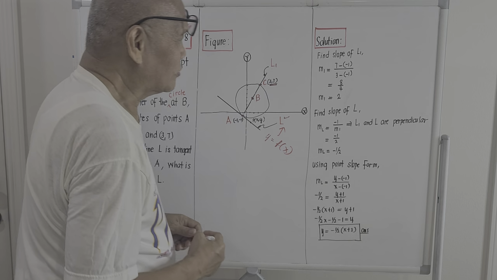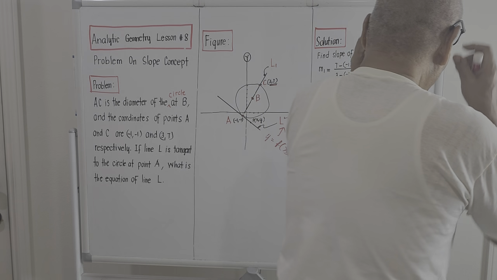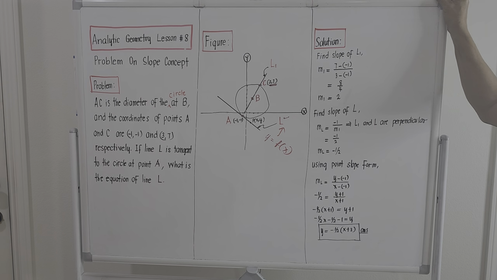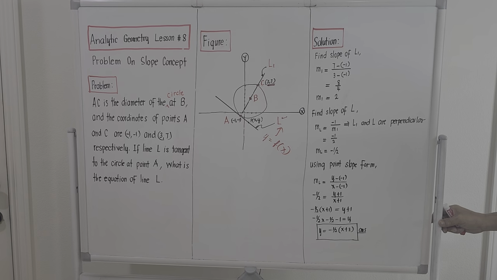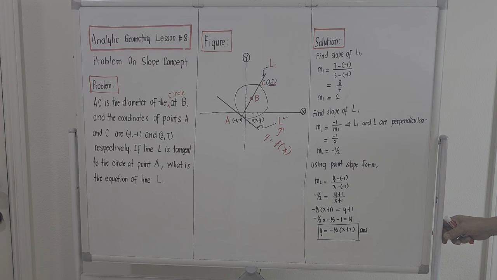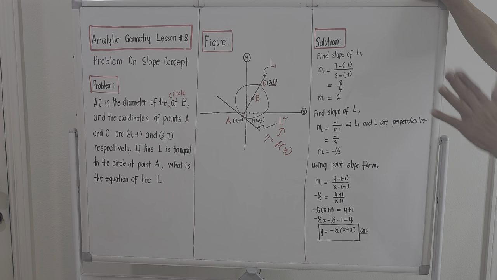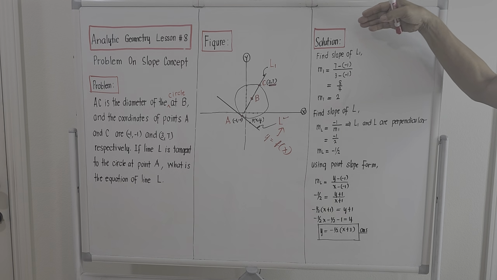Okay, let's try to bring out the solution. The solution is just a simple solution. If you could visualize the problem, I think this will be a good example on the concept regarding slope. Okay, let's try to bring out the solution.